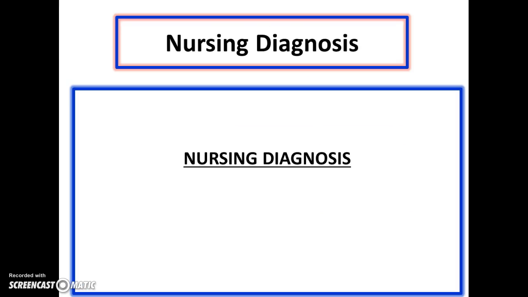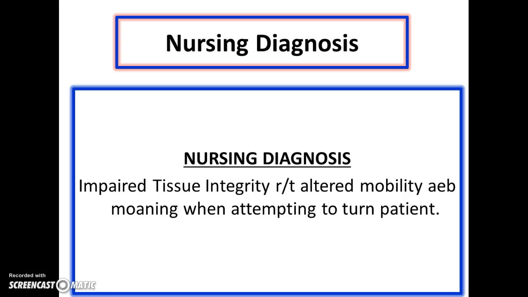So now we have to come up with our nursing diagnosis. And there's quite a few that we could come up with, but right now we're going to just focus on one. Impaired skin integrity related to an altered mobility as evidenced by, that's what AEB is, moaning when attempting to turn patient. You could also put here, if you actually saw the pressure sore, okay, what the size of it is, location, all right, you would put that here also. This may not be the #1 nursing diagnosis, but this is the one we're going to discuss now.